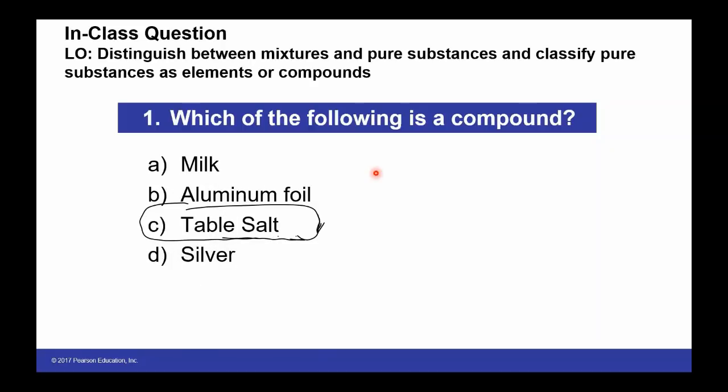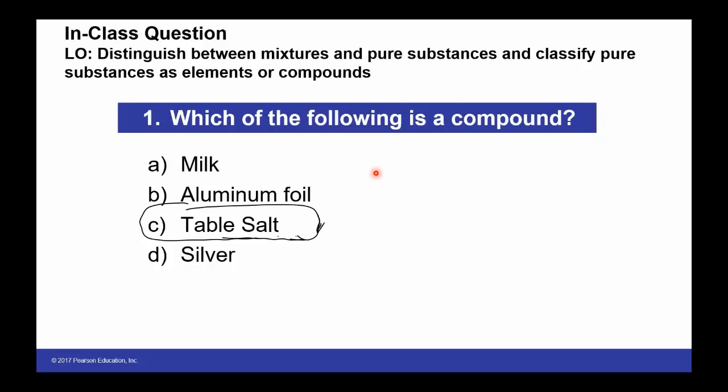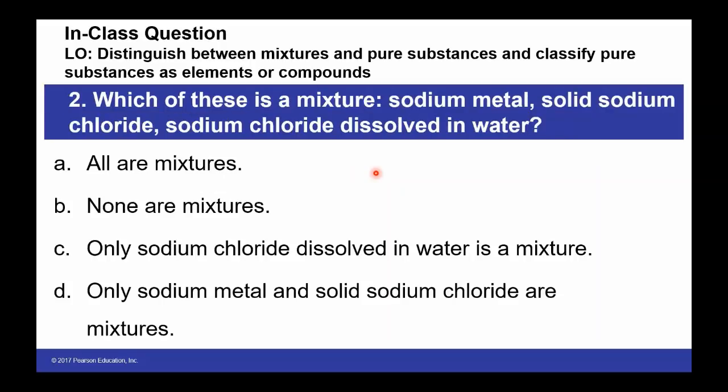Table salt is considered a compound. Milk is a mixture made up of a number of different proteins, sugars, fats, all those things, so it's a mixture. Aluminum foil we know is an element because we know that it's made up of only aluminum atoms. Silver is the same way. It's an element. It's going to be made up of all of one type of atom.